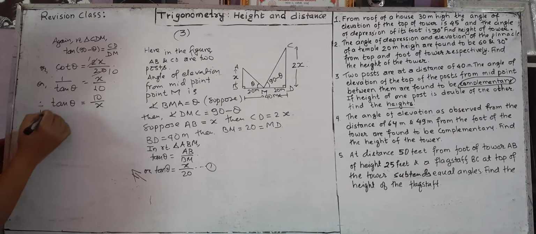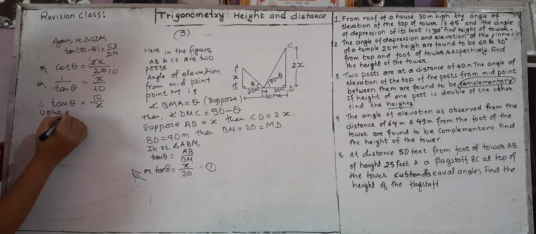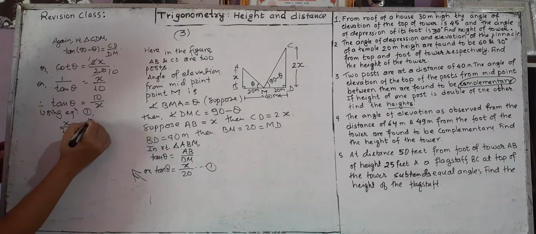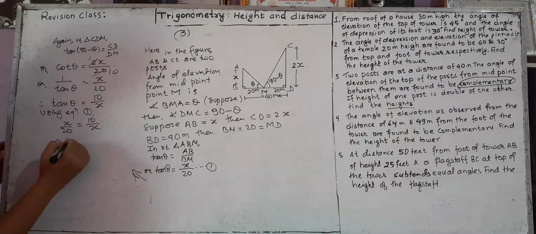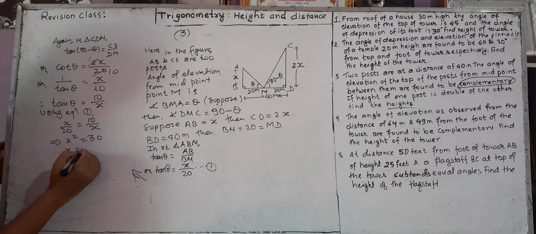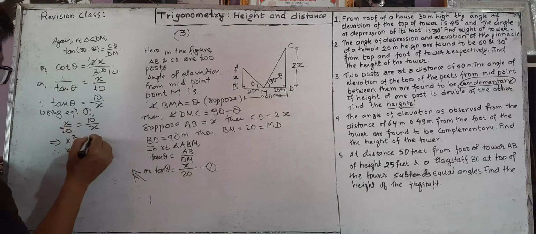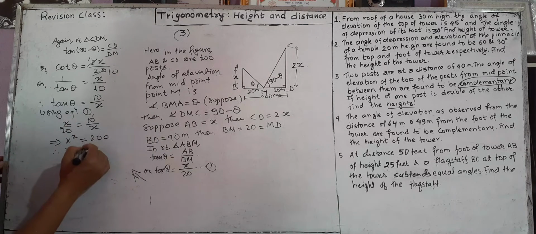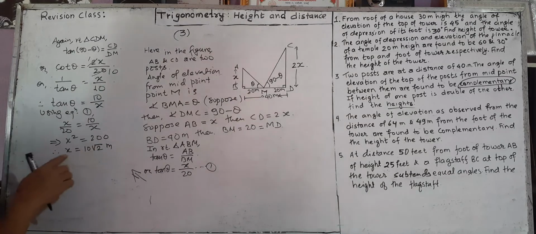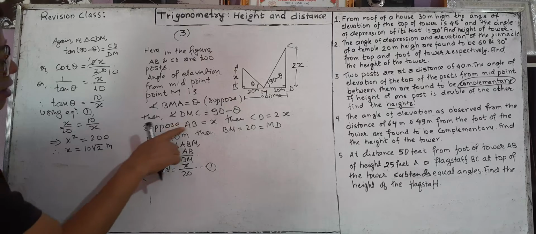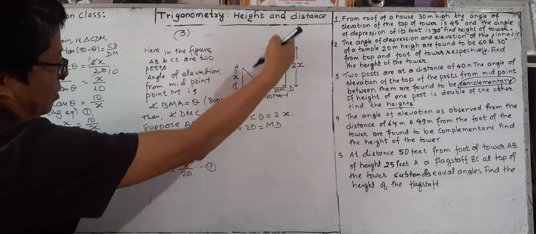Now using equation I, we get x by 20 equal to 10 by x. And this implies that x squared is equal to 200, therefore x is equal to 10 root 2 meters. Okay, so this x is the height of the first pole and the other pole is 2x.